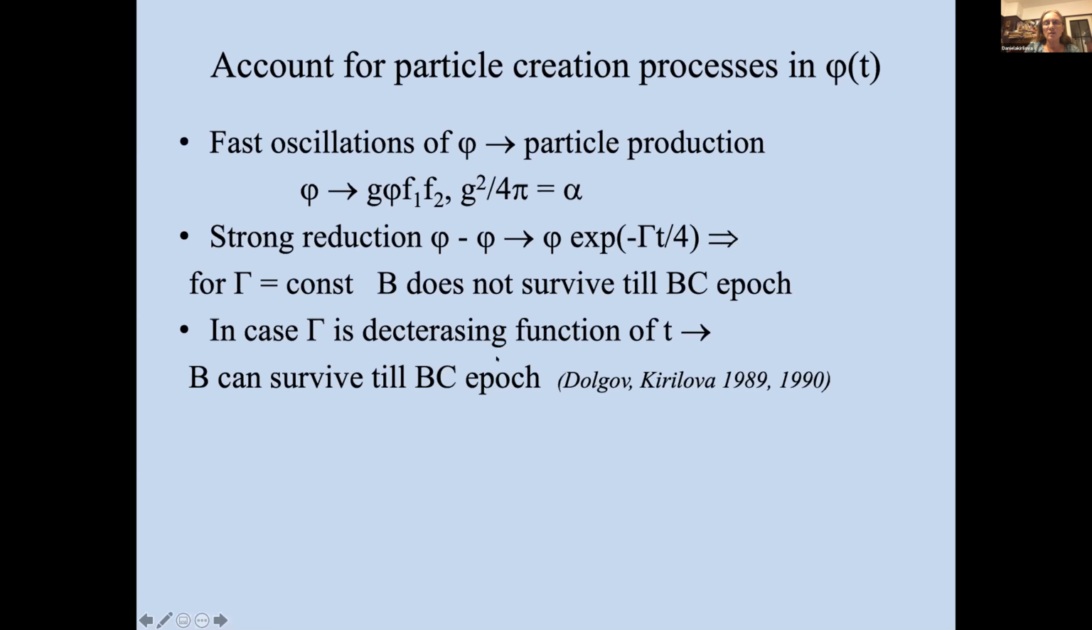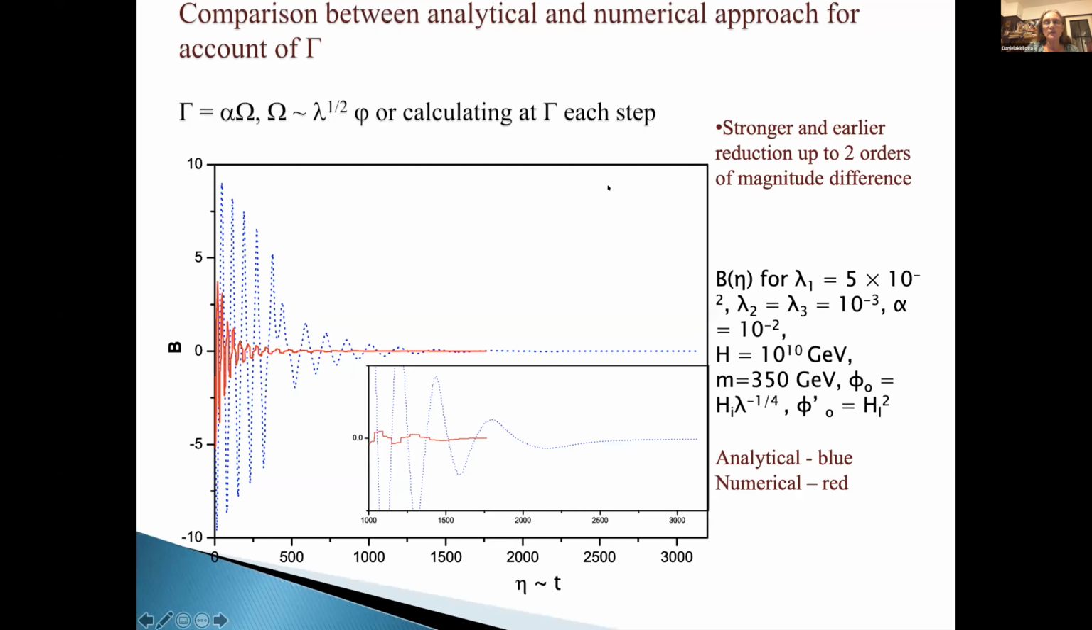The idea that it is important was first proposed analytically in our earlier papers. Now with Mariana, we managed to compare the analytical and numerical approach for the account of the particle creation. And we found that there is a big difference. In case we exactly numerically account for the particle creation in this model, there may be a reduction of up to 2 orders of magnitude difference for the baryon charge. So it's important to work exactly numerically.